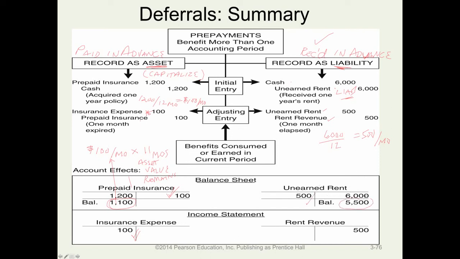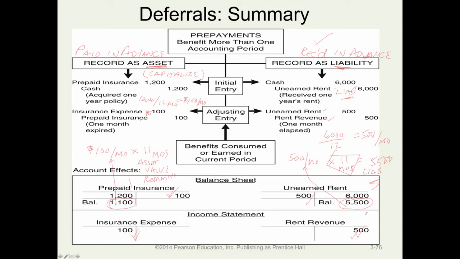The remaining liability is for future occupancy, and of course for $500 a month times the remaining 11 months is the $5,500 liability that remains. So you have an obligation to allow 11 months occupancy. And then, of course, the rent revenue is recorded as it is earned.